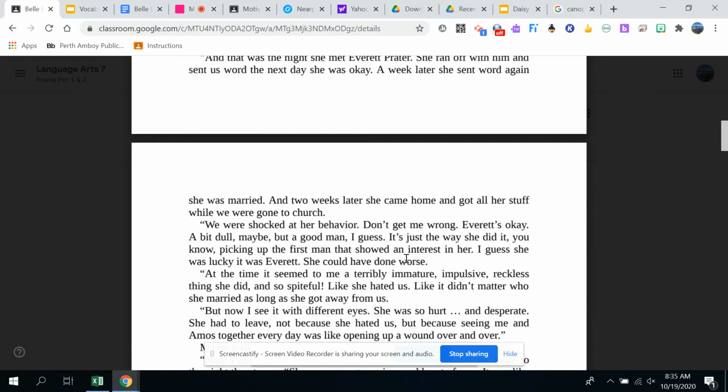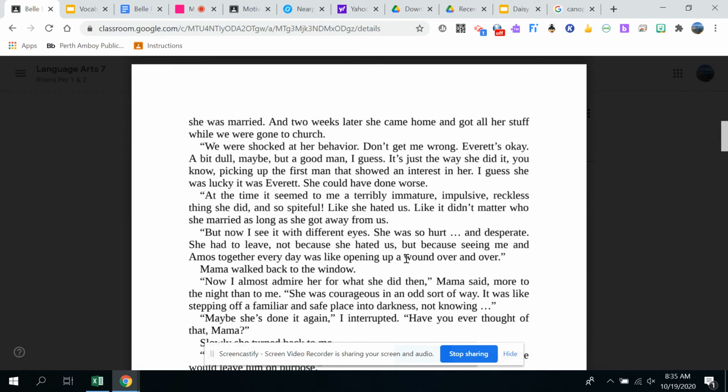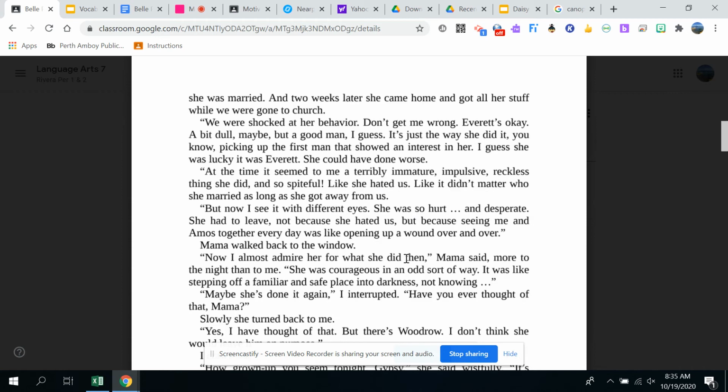And 2 weeks later, she came home and got all of her stuff while we were going to church. You were shocked at her behavior. Don't get me wrong, Everett's okay. A bit dull, maybe, but a good man, I guess. It's just the way she did it. You know, picking the first man that showed interest in her. I guess she was lucky it was Everett. She could have done worse.